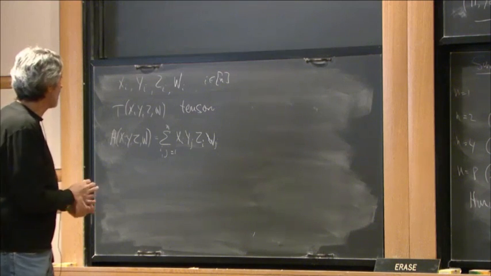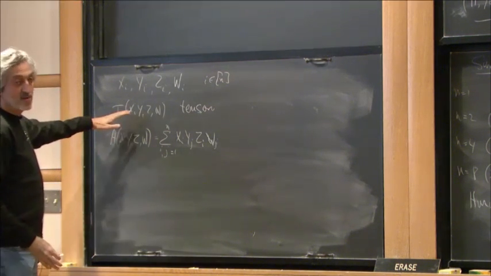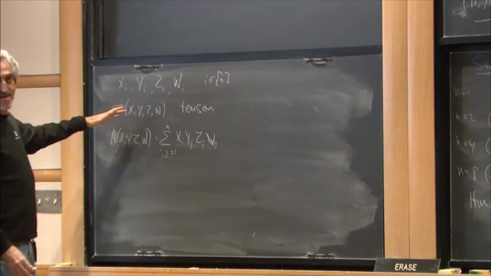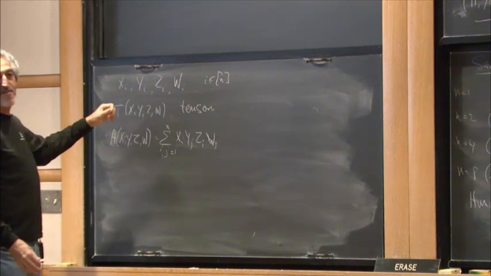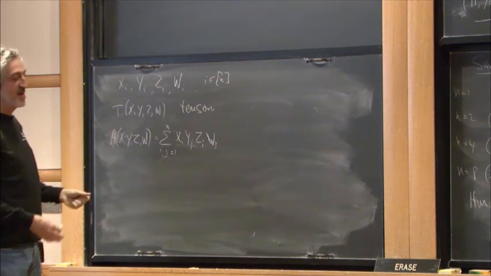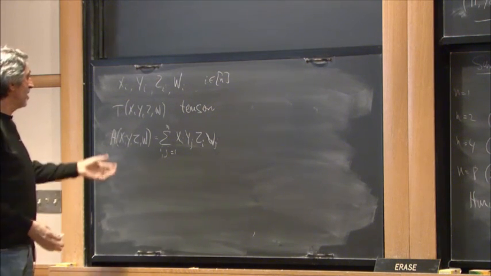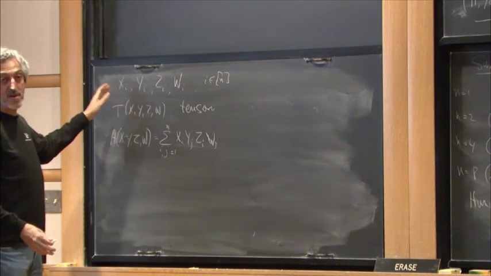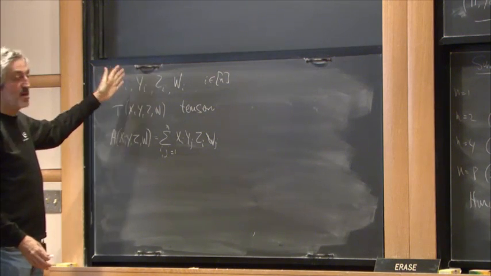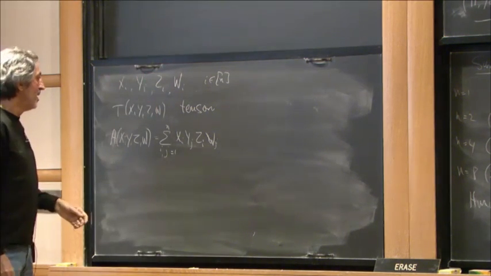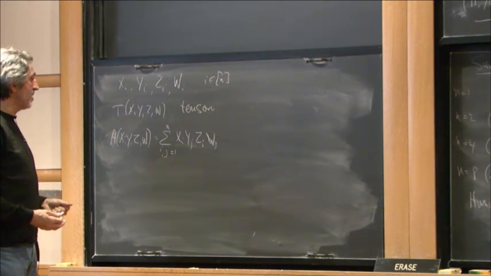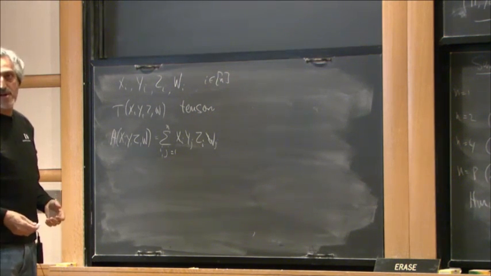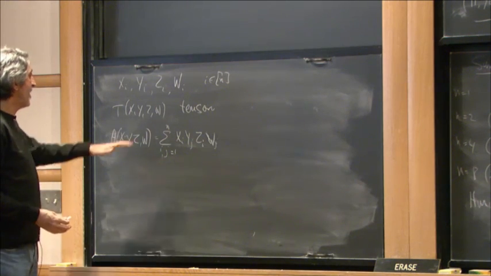So I didn't define the rank of a tensor. The rank of a tensor is the smallest number of rank one tensors that you can write it as, and a tensor is of rank one if it's a product of linear functions, one in each set of variables. So we'll care about rank, but the source of information about rank comes from flattening the tensor.